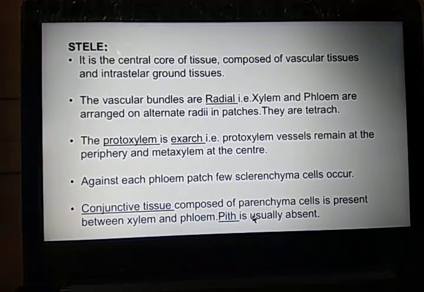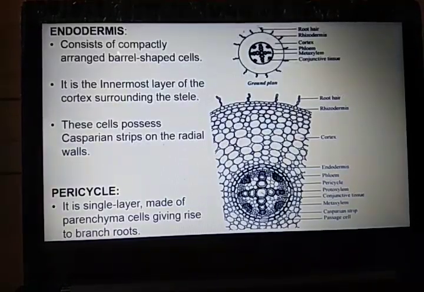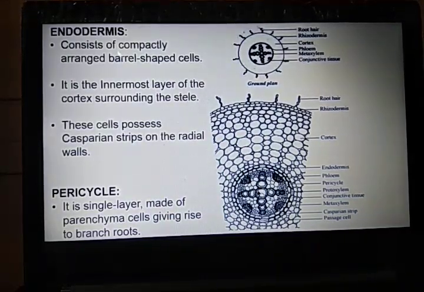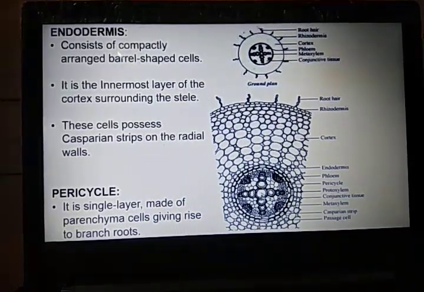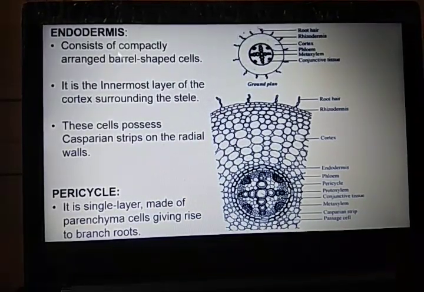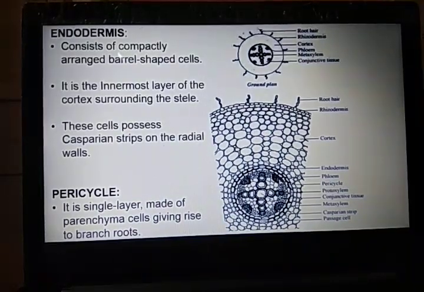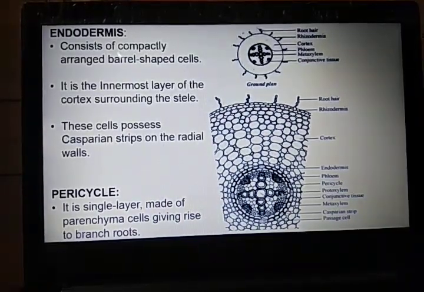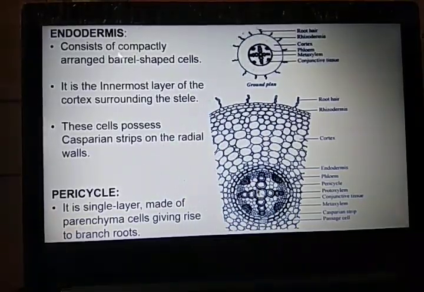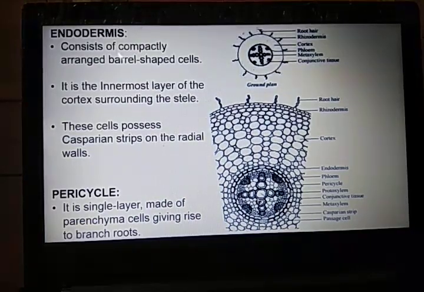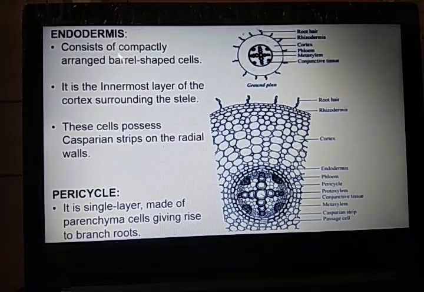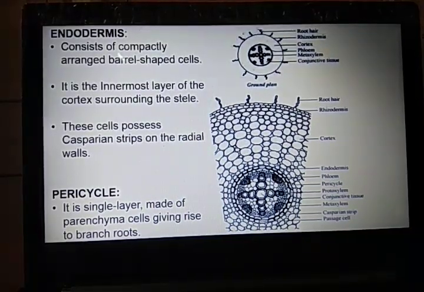Now I'll show this again going back to the previous slide. Now you can see these are the metaxylem vessels which lie towards the center, and these are the protoxylem vessels lying towards the periphery, and these are the phloem patches. In between the phloem and the xylem there is conjunctive tissue and there is no pith at all. So this is all about the internal structure of a dicot root.